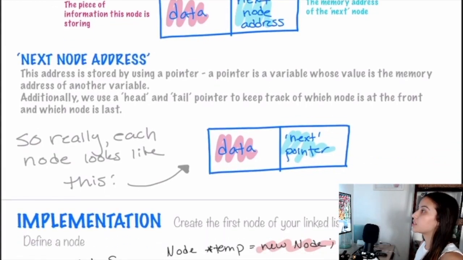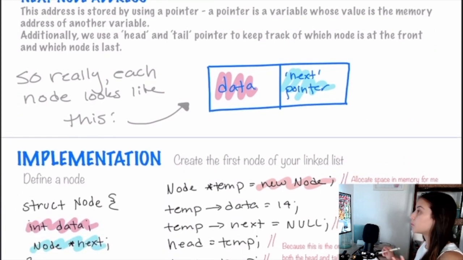And a pointer is just a variable whose memory is the address of another variable. So instead of a variable holding a piece of data, whether it's user assigned or we assign it, it's just holding an address to another variable. So that's how we're actually able to store this next address. And additionally, we use what's called a head and a tail pointer to keep track of which nodes are at the front of our list and which nodes are last. And this enables us to easily iterate through our list, to go forward and backwards. And you'll see that again once I get to the implementation part.